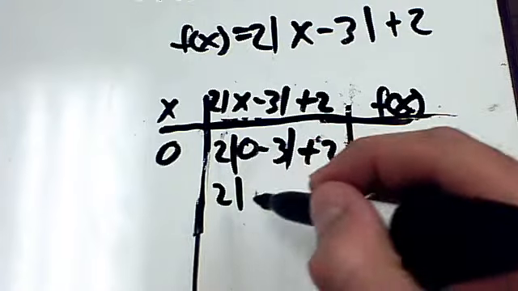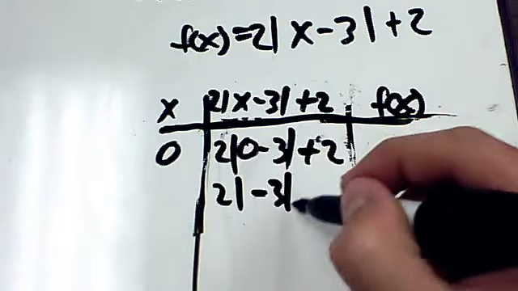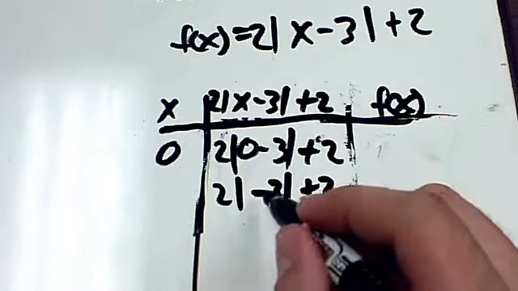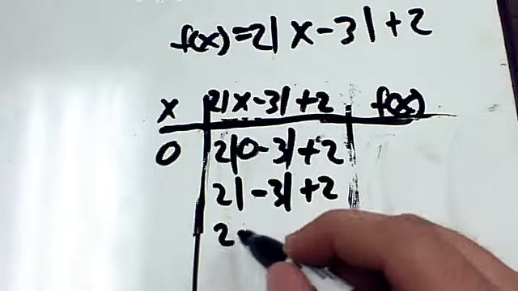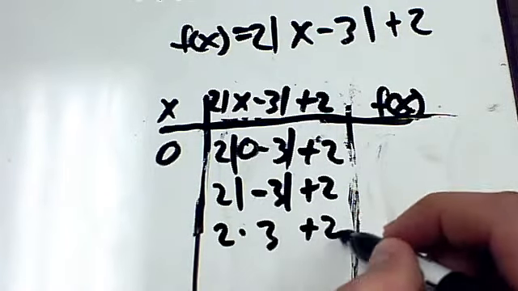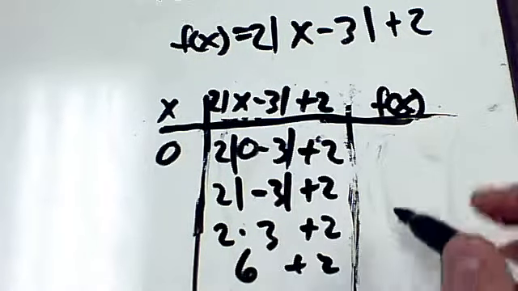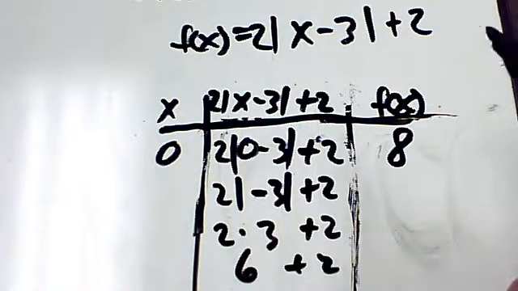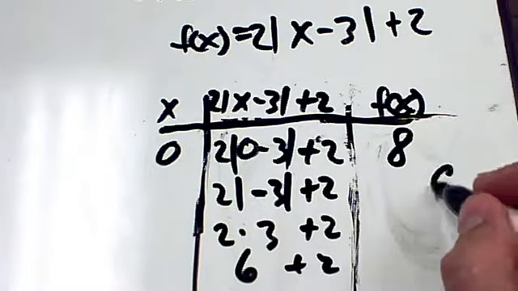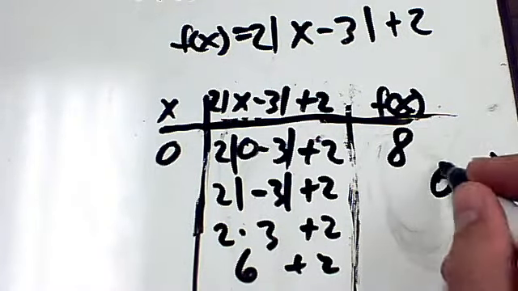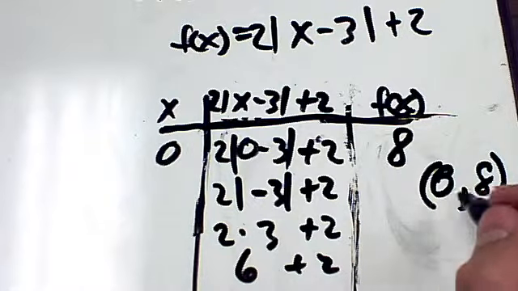So we have 2 times the absolute value of negative 3 plus 2. The absolute value of negative 3 is just 3, so we have 2 times 3 plus 2. 2 times 3 is 6, plus 2 is 8. And so if you wanted to plot that, your coordinate point would be 0, 8.